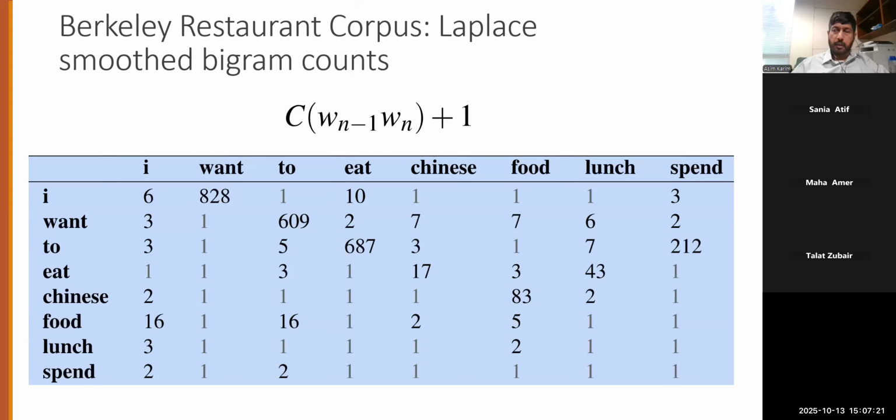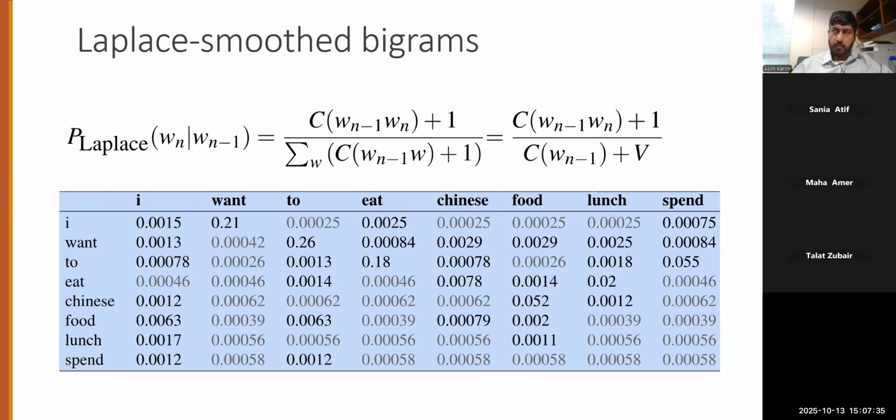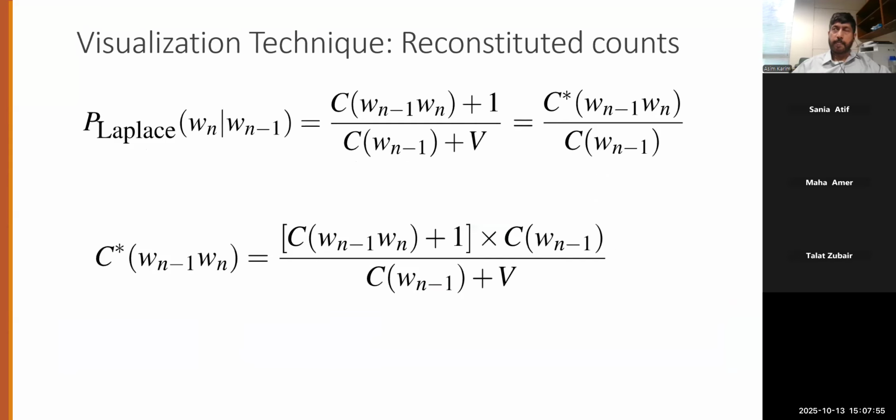So this is the Berkeley restaurant corpus, and this is the Laplace smoothed bigrams. So the probability is using the Laplace smoothing. और previous हमने देखा था कि वो probabilities निकाली थी without Laplace smoothing. But just to check कि कितना issue आ रहा है, you can find the reconstituted counts and then compare them.